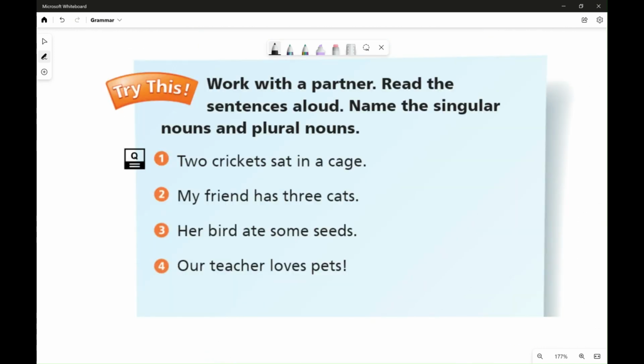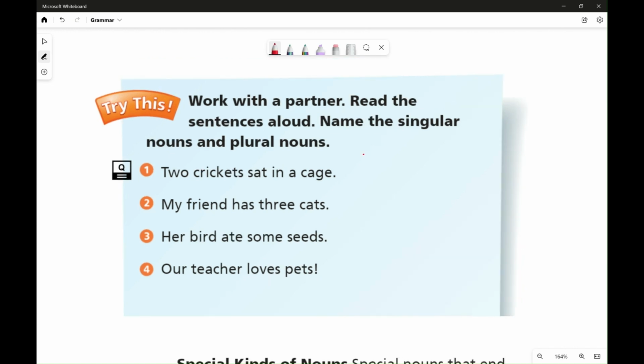Work with a partner. Read the sentences aloud. Name the singular nouns and the plural nouns. Number 1. Two crickets sat in a cage. Two crickets. It's two, more than one, plural. A cage. It's just one, so it's singular. My friend has 3 cats. My friend is one, so it's singular, and 3 cats is more than one, so plural.